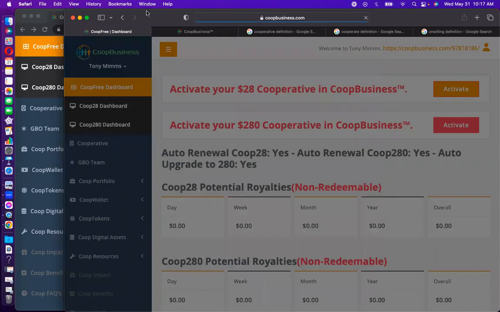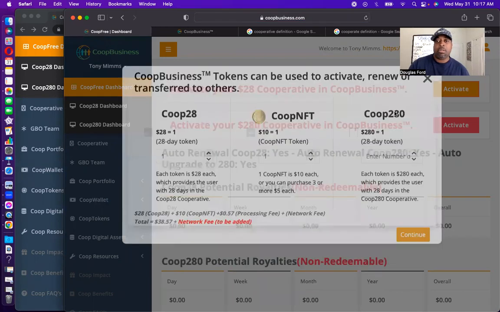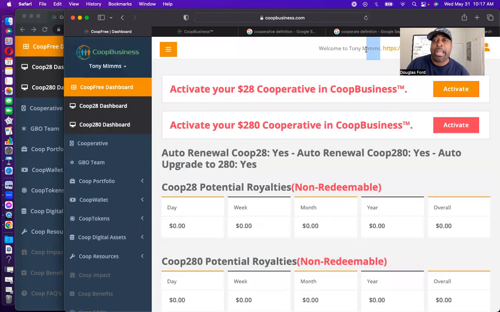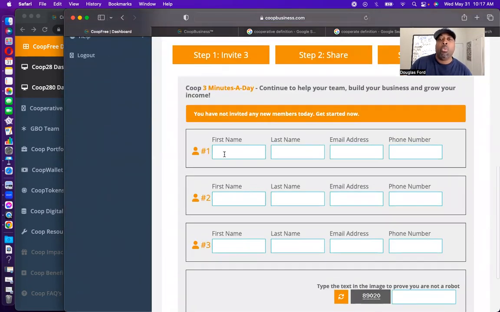Now you see it says Tony Mims, right? There's Tony Mims right there. He's at all zeros. This is all the work that anybody does to open up an account. So we're just going to put in, let's do Doug, let's do Doug Jean at CoopCF.com. Come down here. Let's add Ricky Nance.